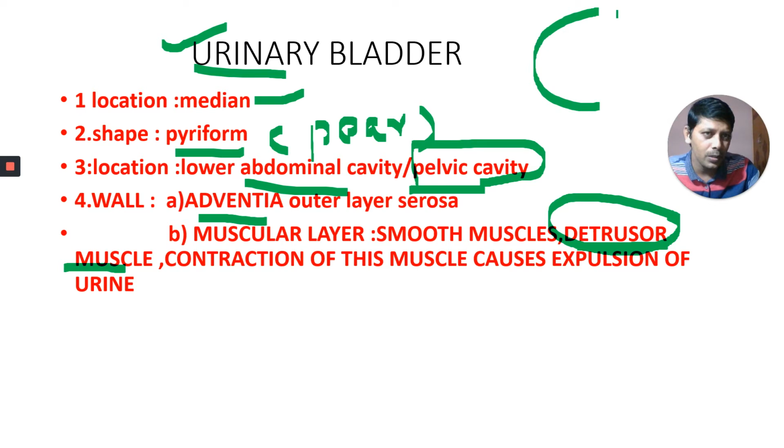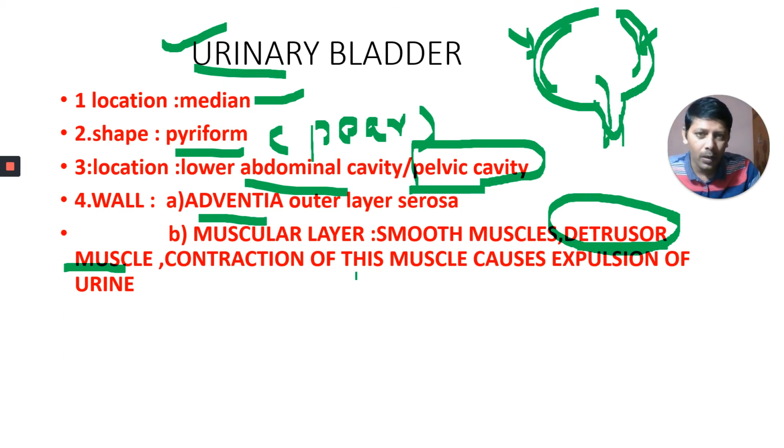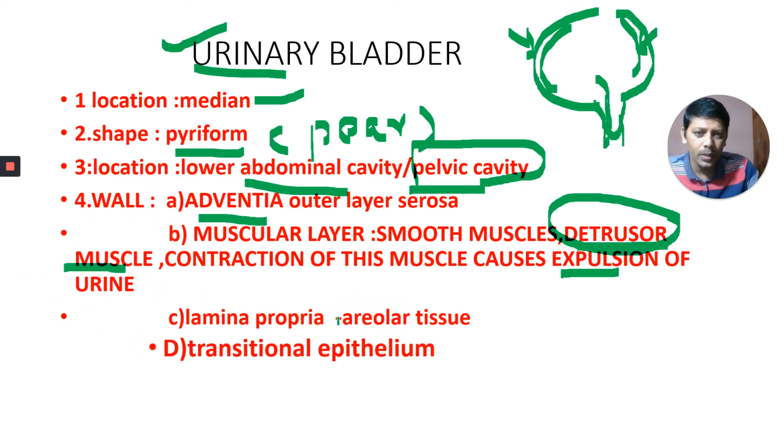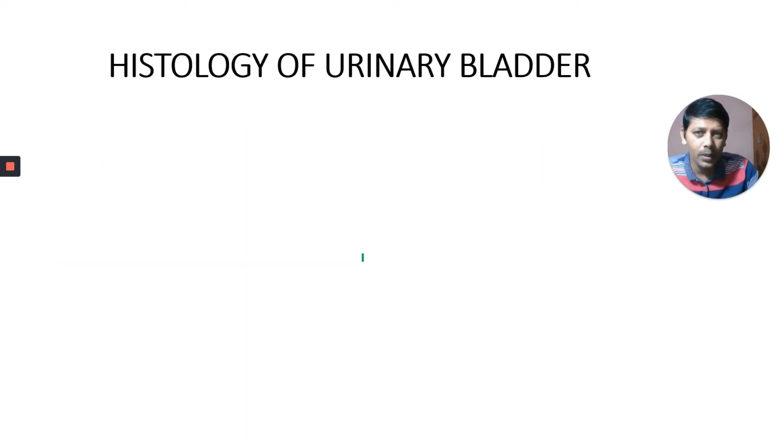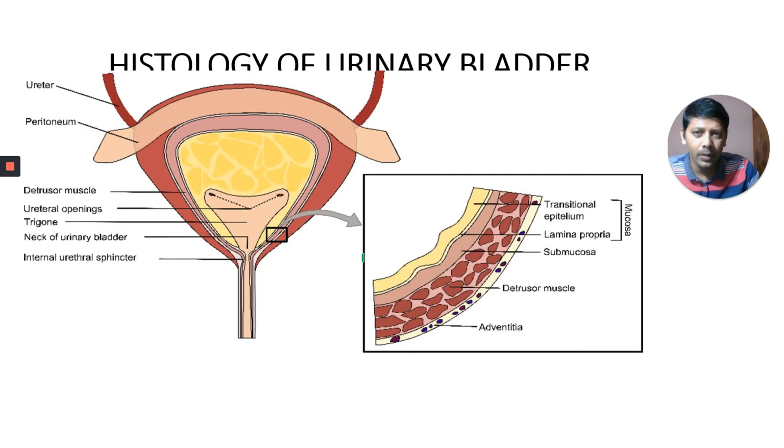For example, see the urinary bladder. If you see here, this is the urethra. In this wall there are muscles. When these muscles contract, urine comes out. The contraction of this smooth muscle, the detrusor muscle, causes the expulsion of urine. Here also there is lamina propria, and innermost there is transitional epithelium, also present in the urinary bladder, otherwise called urothelium.